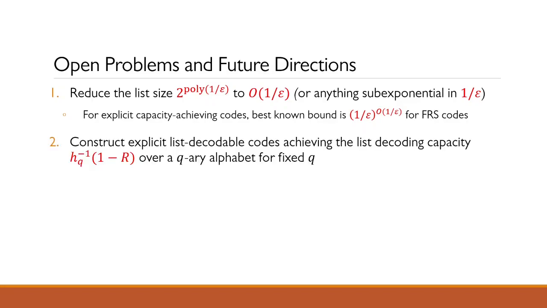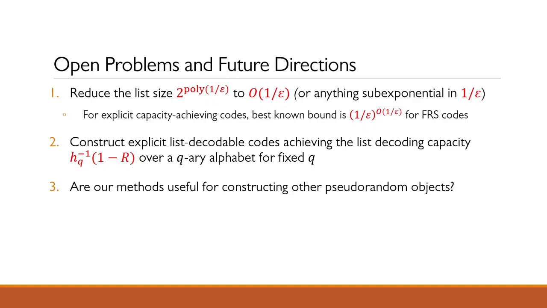And the second open problem is finding explicit list decodable codes achieving the capacity over an alphabet whose size is an absolute constant. In our construction, the alphabet size depends on the parameter epsilon, so it's not an absolute constant. If we want the alphabet size to be, say, 2 or 3, then the correct list decoding capacity is given in terms of the q-ary entropy function. And finding explicit codes achieving the capacity in this case is a wide open problem.